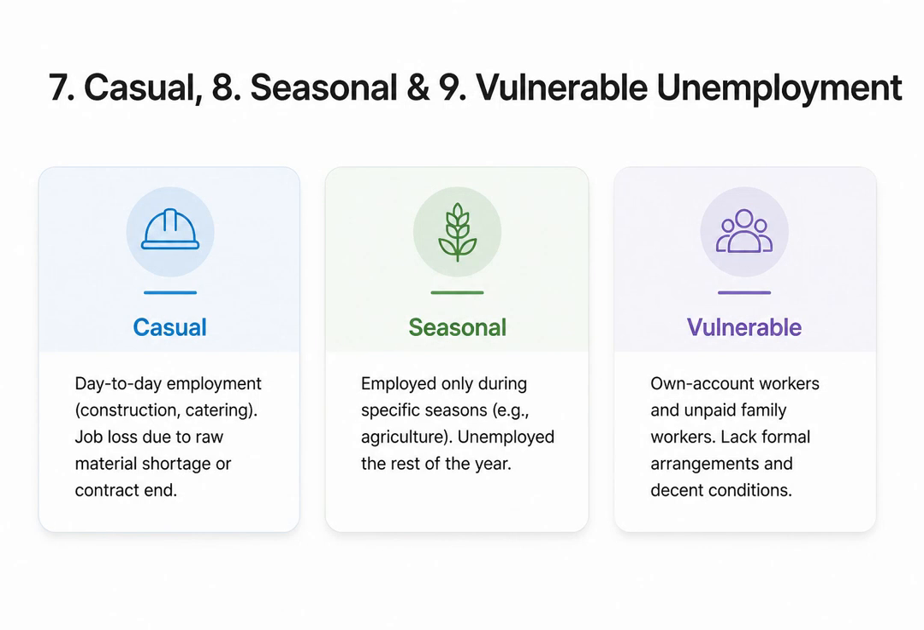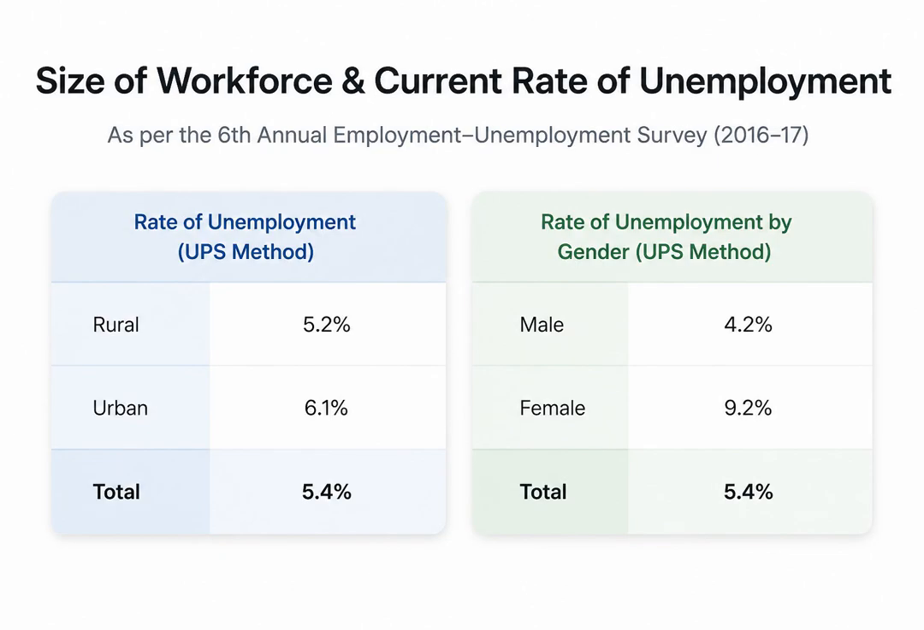Finally, we have casual, seasonal, and vulnerable unemployment. Casual workers, like daily wage laborers in construction, lose work the moment a short-term contract ends. Seasonal workers, like farmers, only have income during harvest or sowing seasons. Vulnerable unemployment refers to self-employed individuals and unpaid family workers who lack any formal contracts, job security, or decent working conditions.